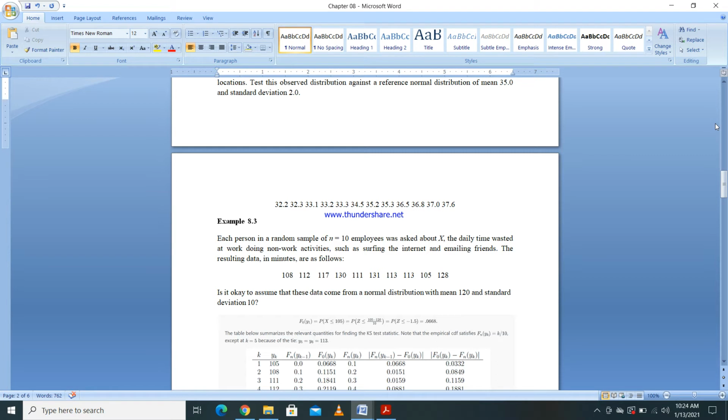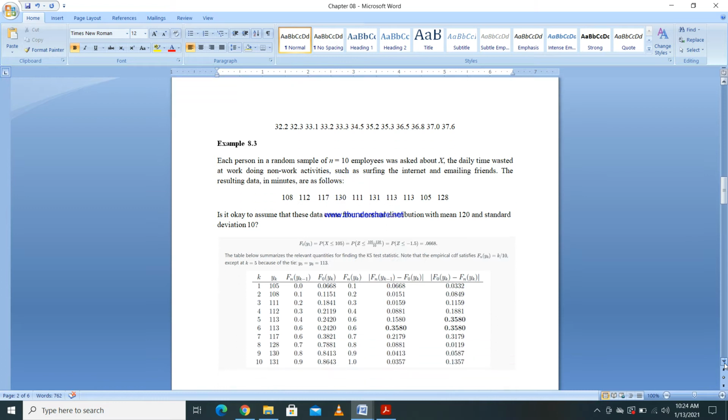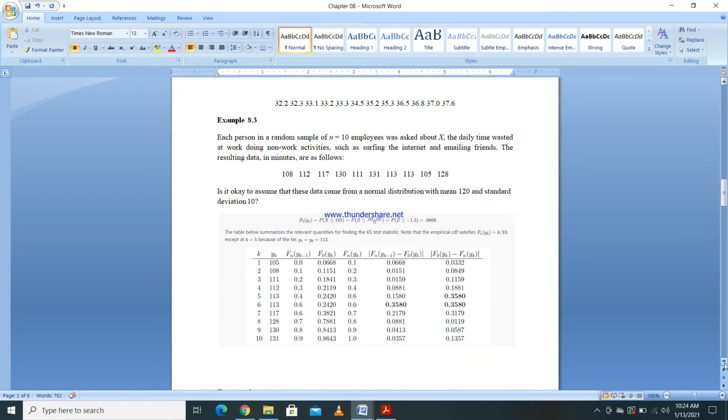So when you have a data set like this, to use the K-S test, the first thing is you have to arrange the data set in ascending order. You can see you have 10 values, and yk is the values, the original values in your data set. First we can arrange them in ascending order: 105, 108, 111, likewise.